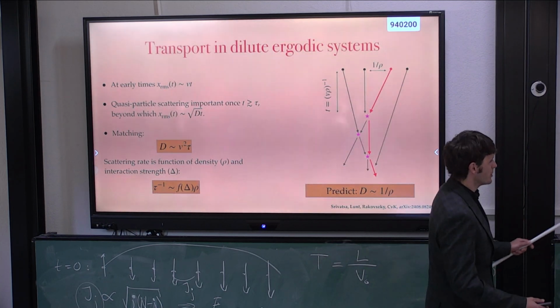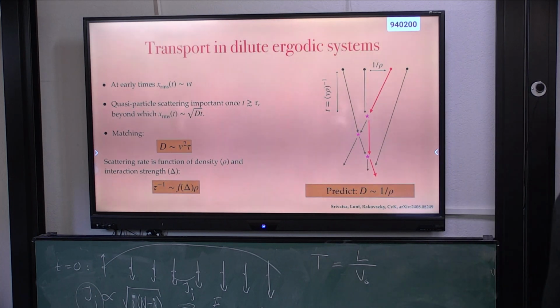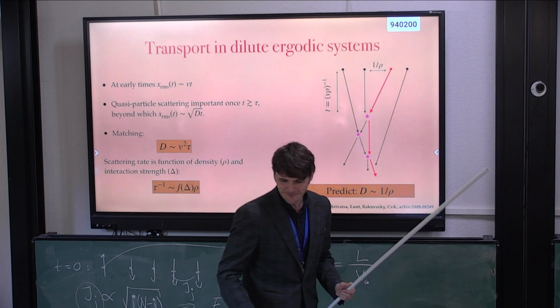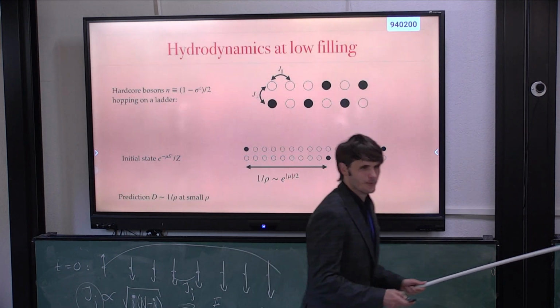Okay? So now putting all of these things together, we get this very dumb prediction that in the limit of very, very low densities, the diffusion constant should scale like 1 over rho. It's very, very simple and easy, and the referees have shown me that it's also obvious, which I actually agree with. Okay. So that was a crude model.